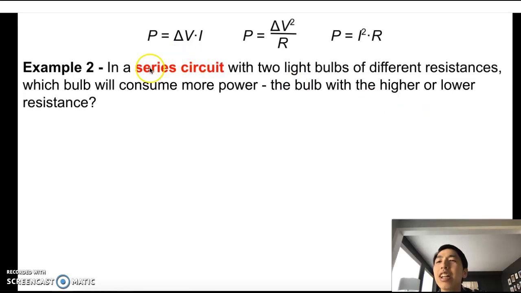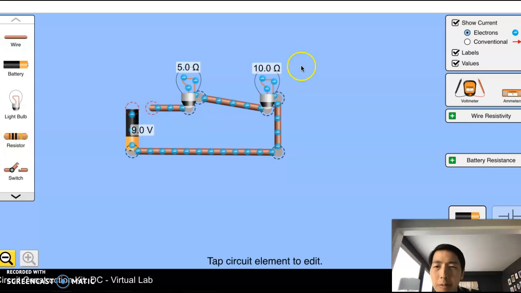Example 2. In a series circuit with 2 light bulbs of different resistances, which bulb will consume more power, the bulb with a higher or lower resistance? So I drew that out in the circuit construction kit. I've got 2 light bulbs in a series, so it's in the same pathway. I've set 2 different resistances, so one of them is 5 ohms, one of them is 10 ohms. So when I plug it into the battery, which one's going to use more power? Which one's going to be brighter?